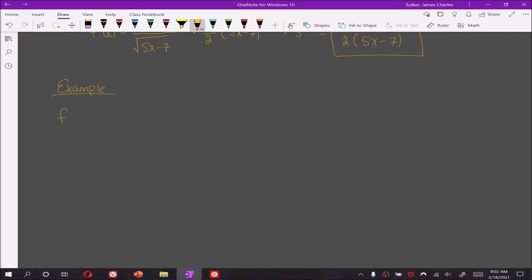Now, let's consider the function f of x is equal to 3 to the x over 3 to the x plus 2. Overall, this is a quotient rule. Denominator times the derivative of the numerator, which is 3 to the x times log 3, minus the numerator times the derivative of the denominator, which is again 3 to the x log 3, over the denominator squared.